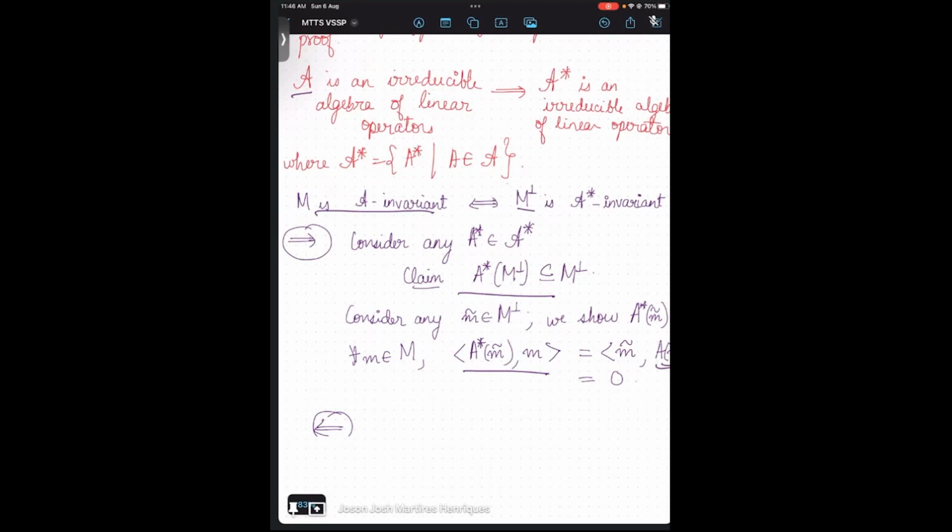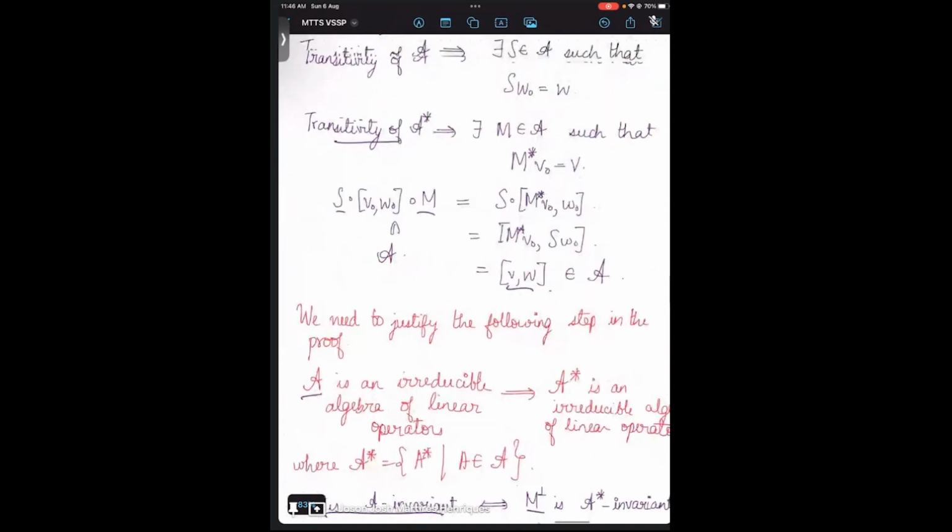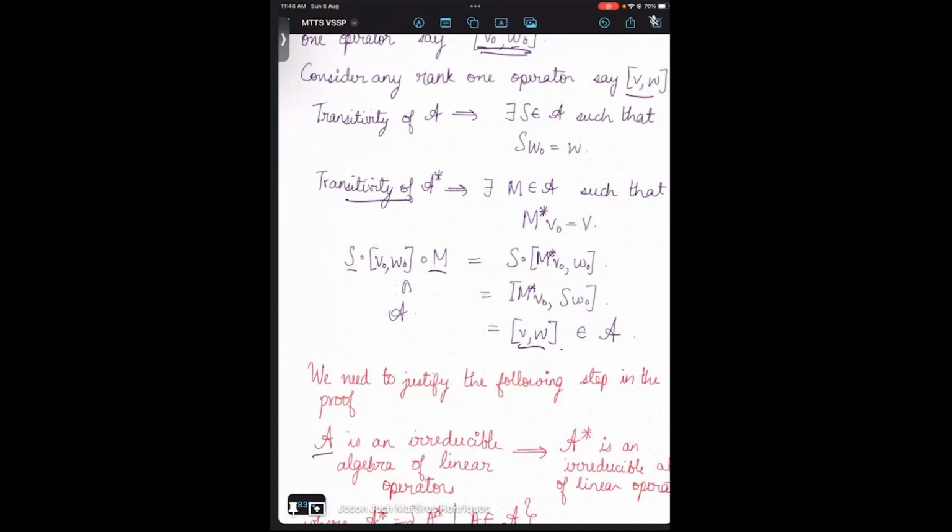we know that its invariant subspaces are going to be only 0 and V. That means the invariant subspaces of its adjoint algebra are only going to be the orthogonal complements of these, which are again going to be 0 and V in fact. So yeah, that finishes the proof for that one little step that we used. That is, we use the transitivity of A star corresponding to the transitivity of A.